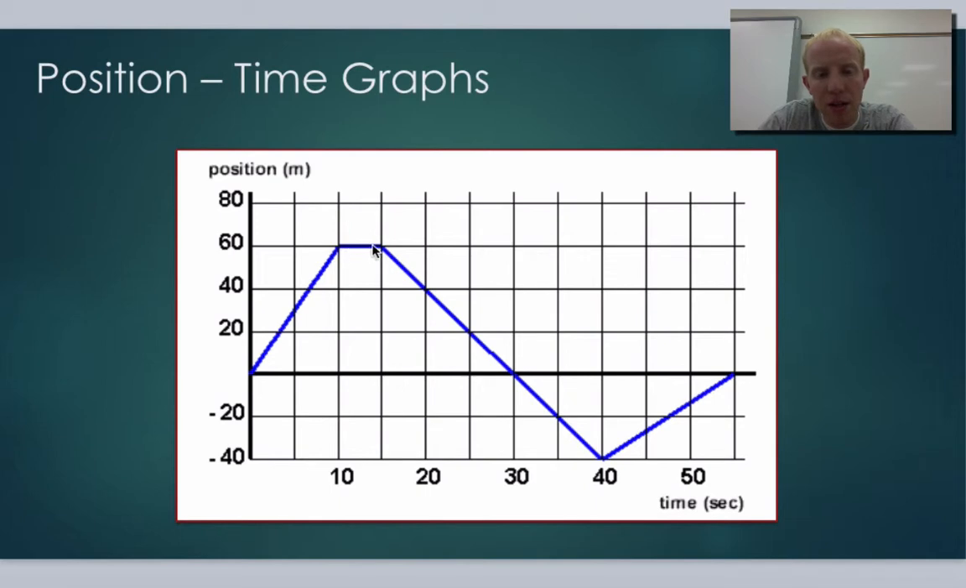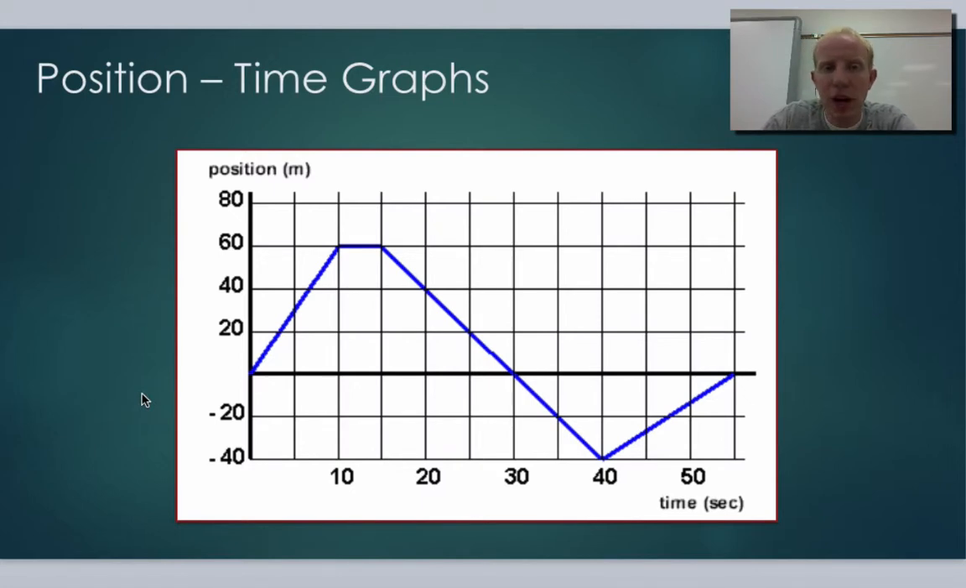Then this object sat still for a second. It's not moving forward or backwards. Then it started to move backwards until 40 seconds, so it moved backward to -40, and at 40 seconds it was at -40. Then it moved forward again until it was at 0. So this graph is showing us the entire motion of that object. It moved forward, it sat still, it moved backward, it moved forward again. So they're really nice for describing the motion of objects.